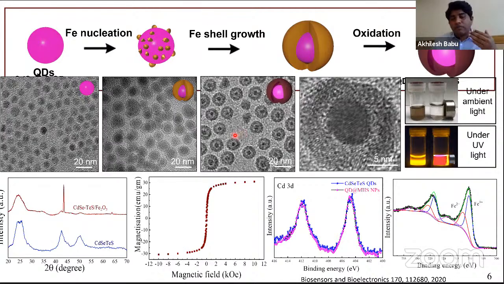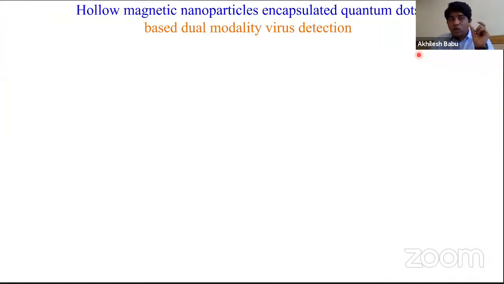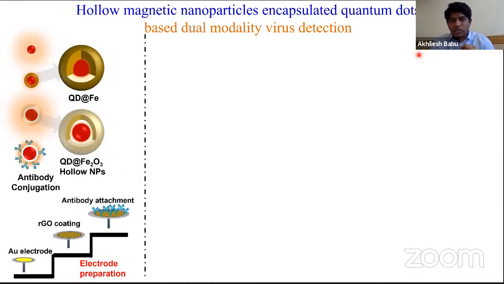Then for further characterizations, XRD, XPS, and magnetic moment were analyzed to characterize the functional groups and further properties of the synthesized nanomaterials. Now, after successful synthesis of this beautiful hybrid nanomaterial, we developed a methodology for virus detection. So using these hollow magnetic nanoparticles, which are encapsulated with quantum dots, dual modality virus detection has been performed.